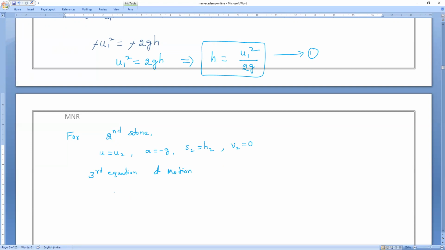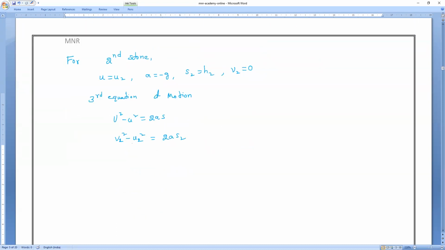So what will happen? v square minus u square is equal to 2as. So v2 square minus u2 square is equal to 2as2. Substitute the values, everybody. v2 square is 0 square, u2 only, 2 into minus g into s2, which means h2. Yes or no? So minus u2 square is equal to minus 2gh2. So minus minus will get cancelled. What is remaining? u2 square is equal to 2gh2.